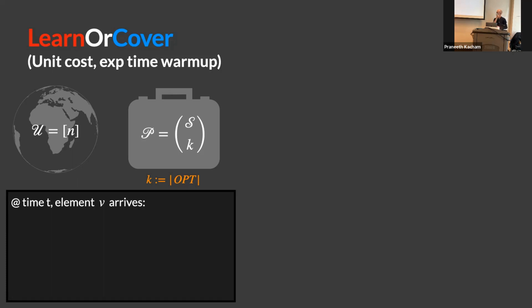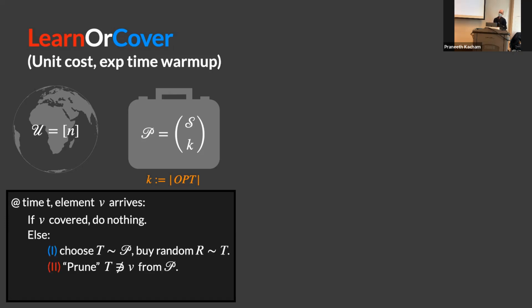At time T, an element V arrives. If it's already covered on arrival, do nothing. No need to, it's already covered. Otherwise, we'll do two things. We'll pick a T uniformly at random from P. Recall P is the collection of all K tuples, and so T is a K tuple if we sample it from this. We can also sample a set uniformly from that K tuple. So we'll buy a random R from this K tuple. The second thing we'll do is prune our portfolio. Any tuple that doesn't cover the incoming element, we know is not the optimal solution because the optimal solution is feasible. So let's get rid of it.